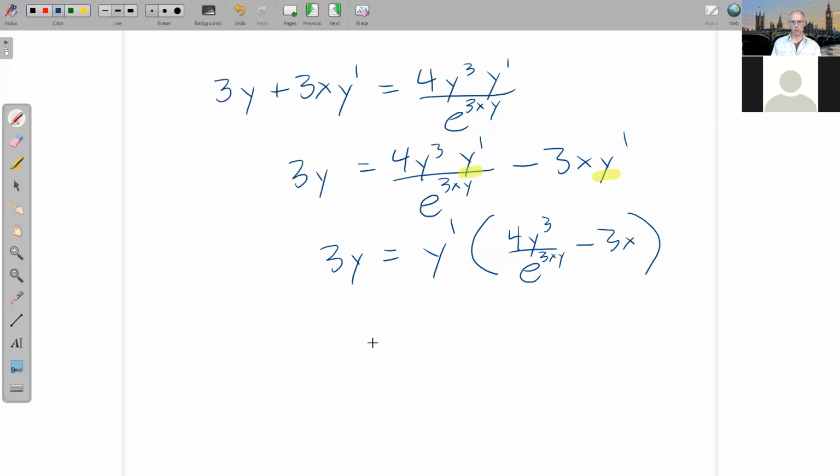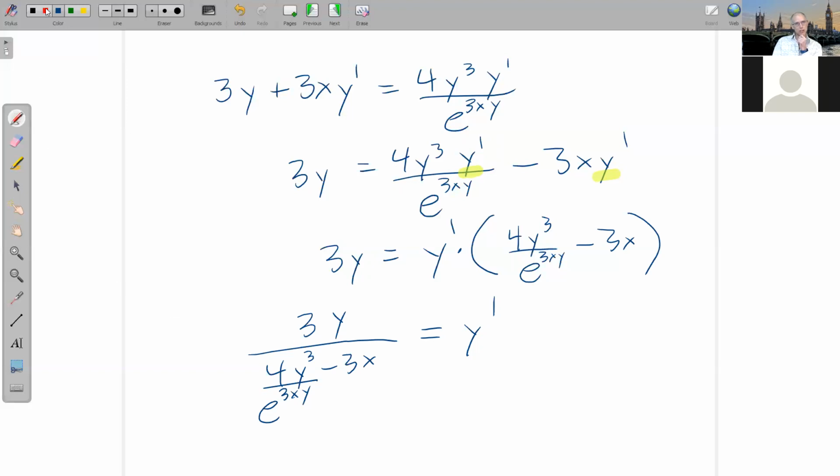And let's bring that, so we'll have to divide by that. So y prime equals 3y over 4y cubed minus 3x, and just this part is over e to the 3xy. And that's a complex fraction. We probably should clean that up.